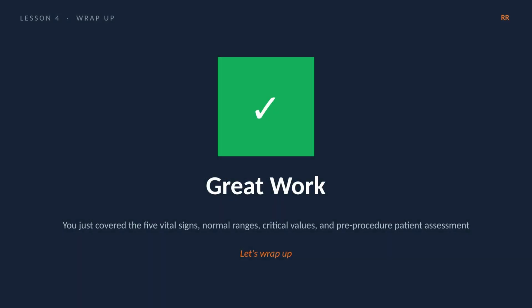We covered the 5 vital signs: blood pressure classifications, pulse and respiration assessment, the AVPU scale, and pre-procedure assessment. These show up on the registry, and they show up on every shift. Keep drilling.